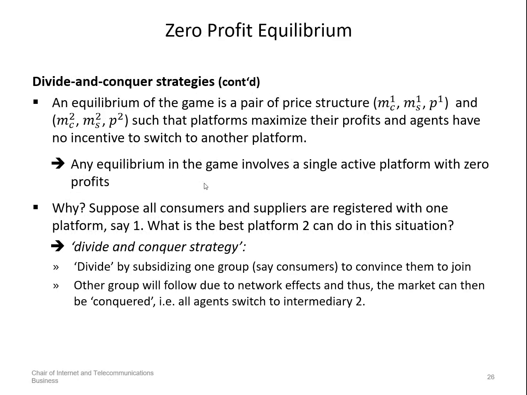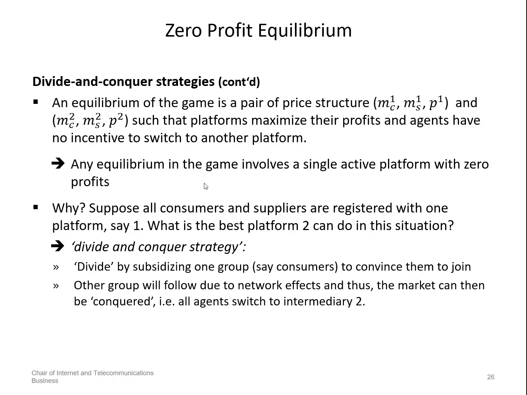Next, we try to first understand something called divide and conquer strategies. An equilibrium game is a pair of price structures, MC1, MS1, and P1, where the M's are the fixed membership fees, and P is the price charged to the two sides. It's the sum of the prices being charged to the two sides. MC2, MS2, and P2 are again the different membership fees and the per transaction fee charged to the two sides, the sum of the per transaction fees, such that the platforms maximize their profits and agents have no incentive to switch to another platform.